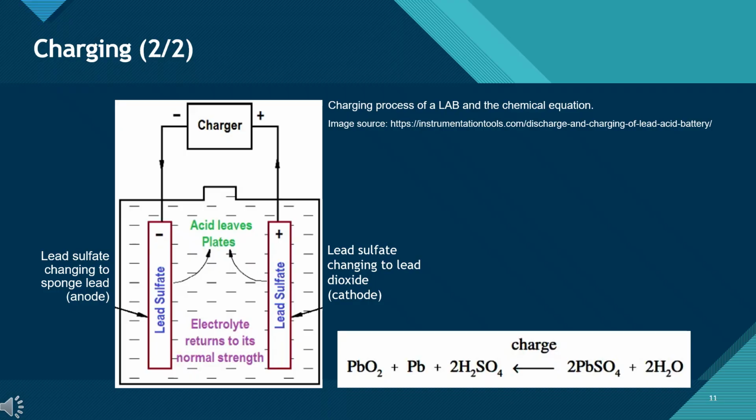This slide illustrates the charging process of a lead-acid battery, accompanied by its corresponding chemical equation. As the charger applies voltage, the lead sulfate on both plates is converted back into sponge lead at the anode and lead dioxide at the cathode. At the same time, the electrolyte regains its strength, returning to sulfuric acid and water. The chemical equation at the bottom summarizes this process. Take a moment to study the diagram carefully, as it illustrates both the electron flow and the chemical reactions occurring within the cell.